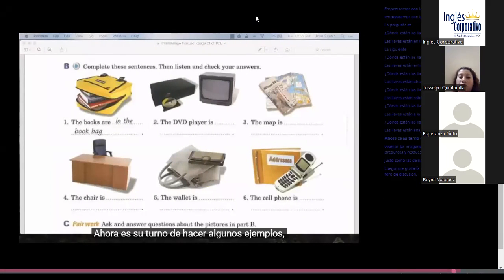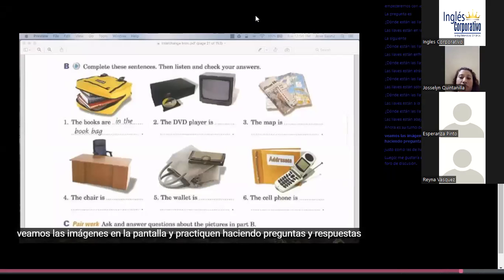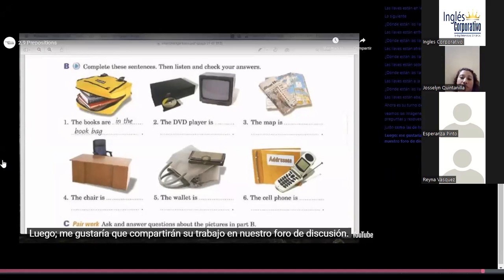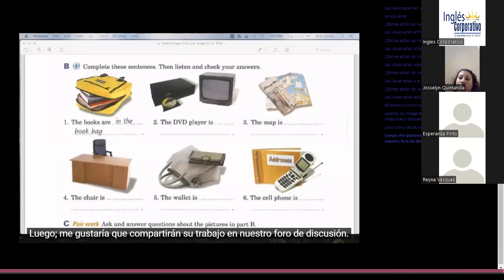Now it's your turn to make some examples. Look at the images on the screen and practice making the questions and answers, just like we did a minute ago. Then I would like for you to share your work in our discussion forums.